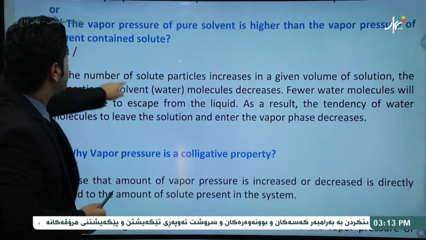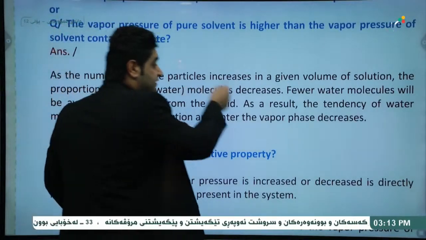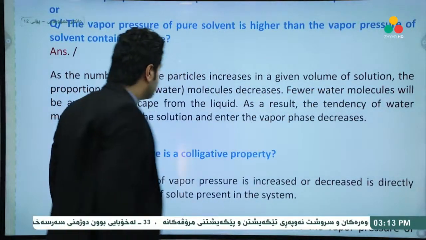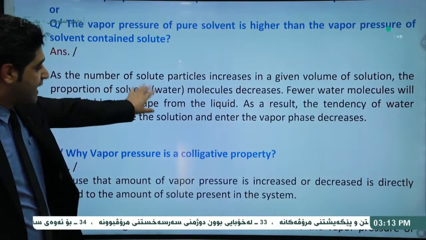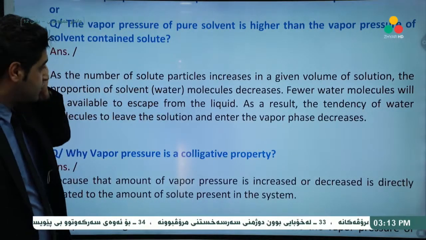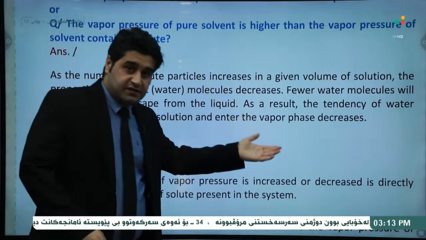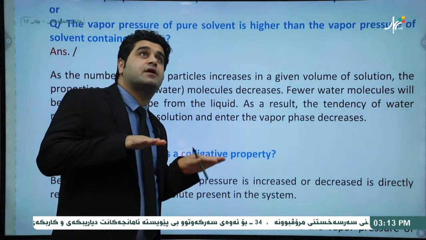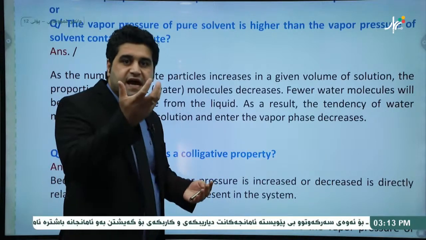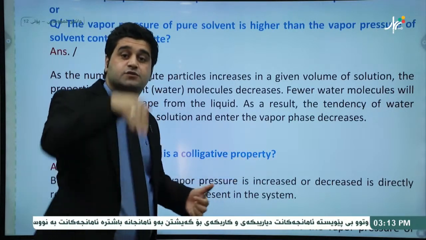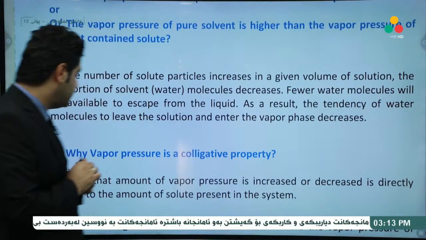Look, the number of solute particles increases in a given volume of a solution. So the proportion of the solvent, water mostly, will be decreased. So what will happen if the number of water molecules decreases? Of course, less water is available to be vaporized. That's why the vapor pressure decreases.